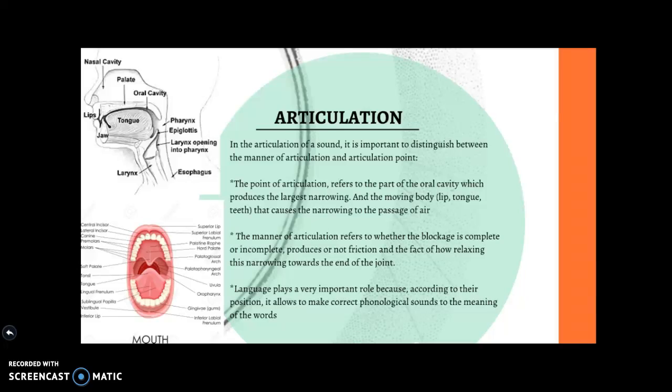Articulation. In the articulation of a sound, it's important to distinguish between the manner of articulation and the point of articulation. The point of articulation refers to the part of the oral cavity which produces the largest narrowing, and the moving body, lip, tongue, teeth, that cause the narrowing to the passage of the air. The manner of articulation refers to whether the blockage is complete or incomplete, whether it produces friction or not, and how this narrowing is released towards the end of the articulation.